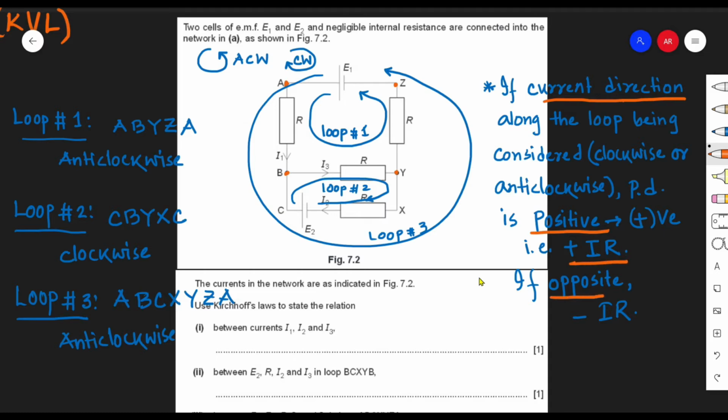I mentioned it earlier. Whether you take the clockwise loop or anti-clockwise loop is completely your choice. You just remember, if the current direction is along the direction of the loop, then the PD is going to be positive. If the current direction is opposite to the direction of the loop, then it is negative. If the loop enters the positive terminal of the battery, it is the positive EMF. If it enters the negative terminal of the battery, it is negative EMF.